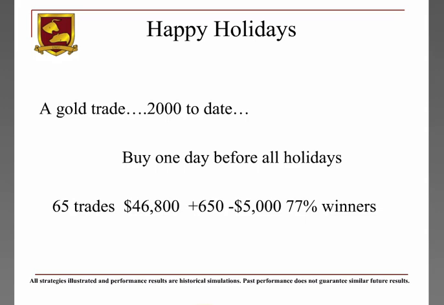If you buy gold one day before all holidays in the gold market, you make $46,000, $650 a trade, with a $5,000 drawdown, and 70% of the trades were winners. And again, we'll use a protective stop of about $1,500. You can vary that yourself.